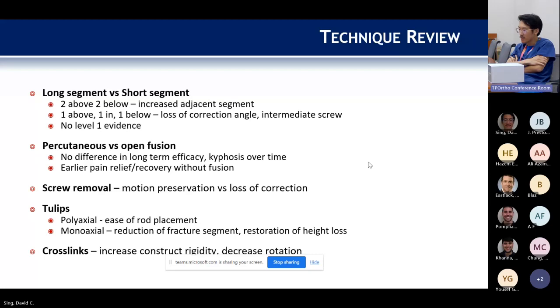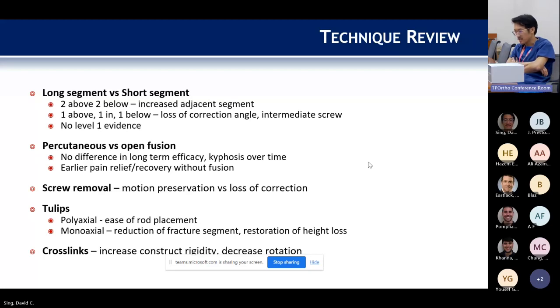Some people think doing the monoaxial tulips, if you're able to, is one less point of failure. So one extra area of rigidity that possibly provides better reduction if you're going to try to reduce and use a shorter construct. A monoaxial screw may confer some extra stability in holding your height, keeping your correction.